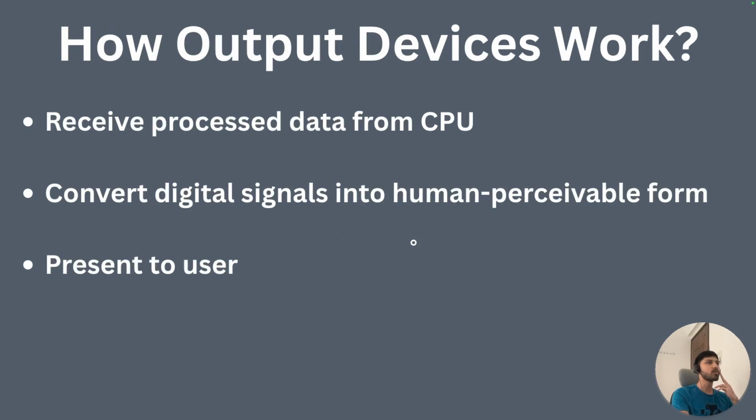Then how do output devices work? These work exactly opposite to the input device. They receive the processed data from the CPU, convert the digital signal into a human perceivable form, and then present it to the user. Opposite to this, in input devices, we used to get some human perceivable form, convert it into digital, and then send it to the CPU for processing. But in this, we are getting data from the CPU, then converting it into a human perceivable form, and then presenting it to the user.